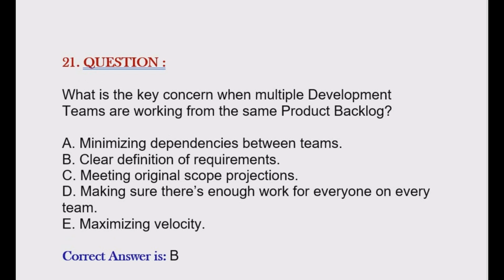Question is, what is the key concern when multiple development teams are working from the same product backlog? Option A, minimizing dependencies between teams. Option B, clear definition of requirements. Option C, meeting original scope projections. Option D, making sure there is enough work for everyone on every team. Option E, maximizing velocity. Correct answer is option D.